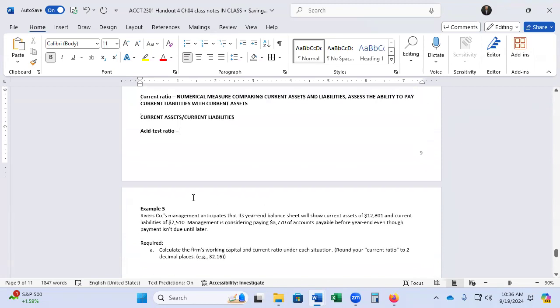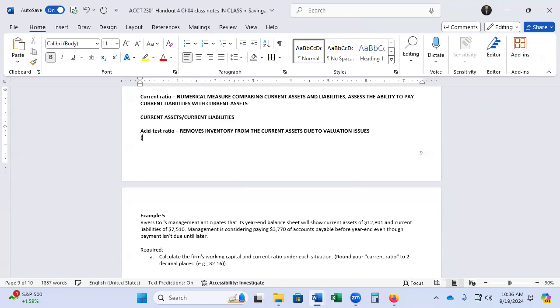And then the acid test ratio removes inventory from the current assets due to evaluation issues. And so you have current assets minus inventory divided by current liabilities.